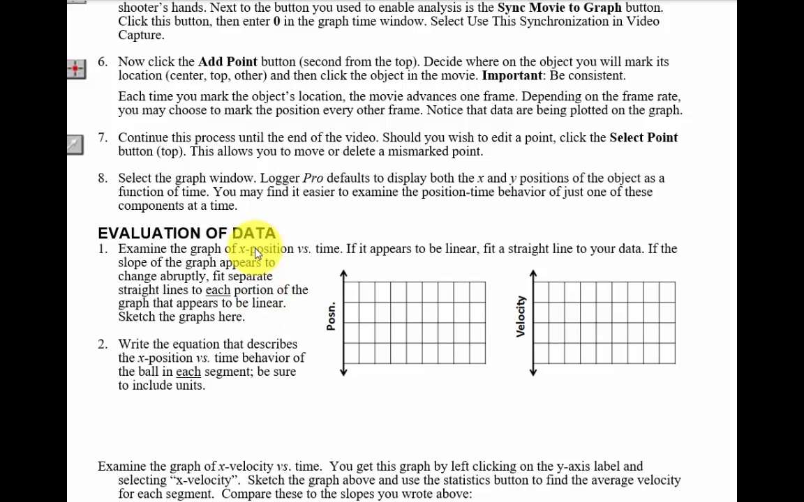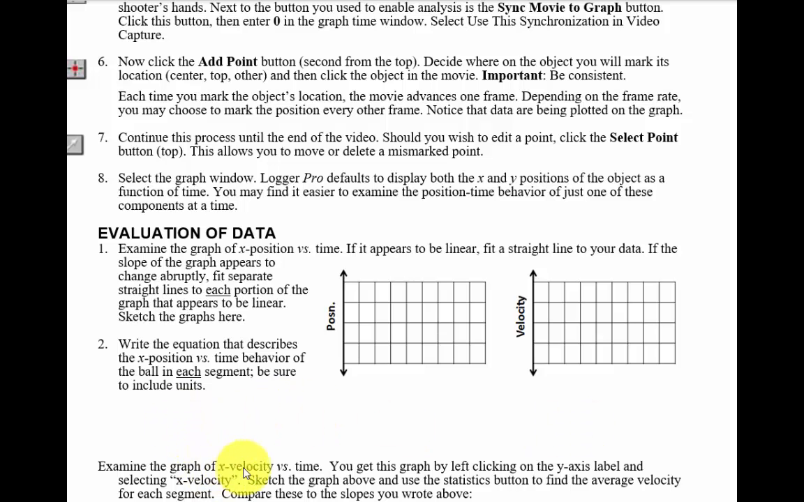We're going to start with the horizontal, so the X, and you're going to see that it looks roughly linear, and there's probably 2 linear segments. You're going to sketch the graphs and fit a line to each segment. Make sure you write the position versus time equation for each segment, and don't forget to include units. Go ahead and do that right down here.